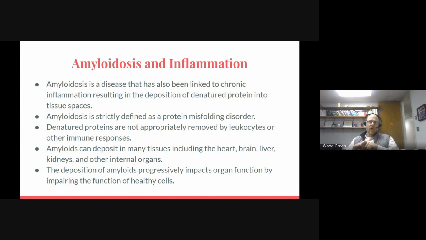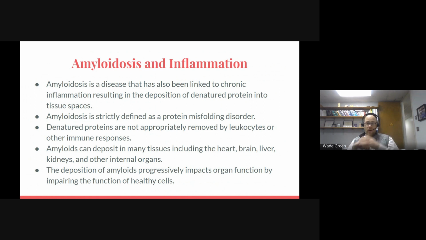From a strictly biological standpoint, amyloidosis is defined as a protein misfolding disorder. When a protein misfolds, it cannot appropriately link with other proteins, and so it is deposited and makes its way into the tissue space and does not become part of the cell. The other thing about denatured proteins is that they're not appropriately removed by leukocytes or other immune responses, so they can be very difficult to get rid of.